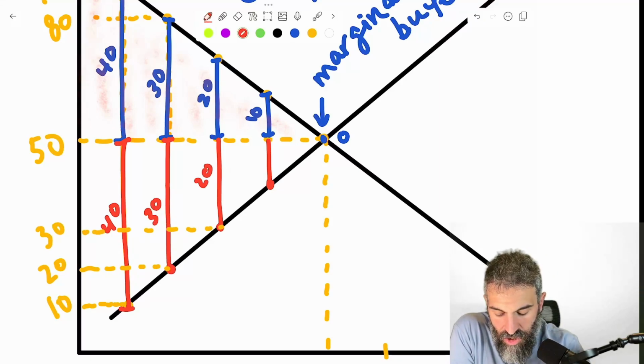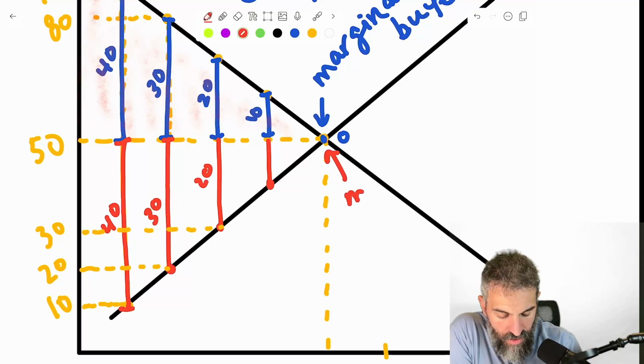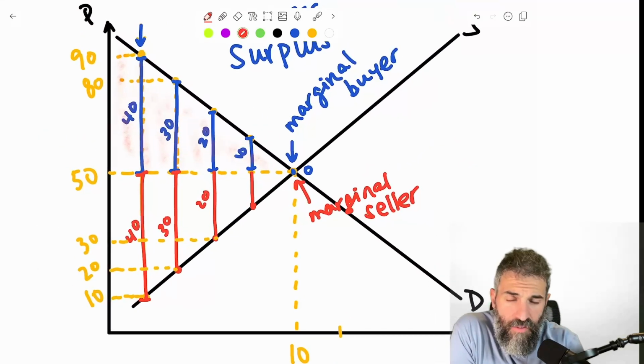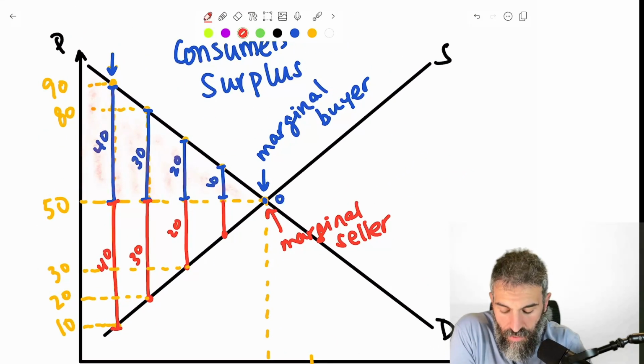I think by now you're starting to get the gist of it. And then here again, you have the marginal seller. They're selling it for 50 and their cost is 50. They don't have a surplus. They don't have a loss. They just sell it for exactly what it's worth.